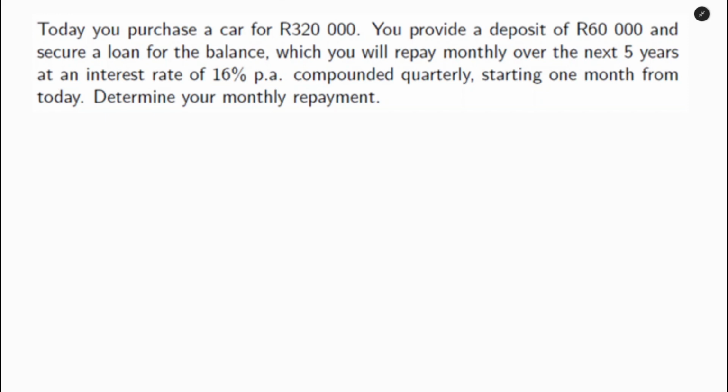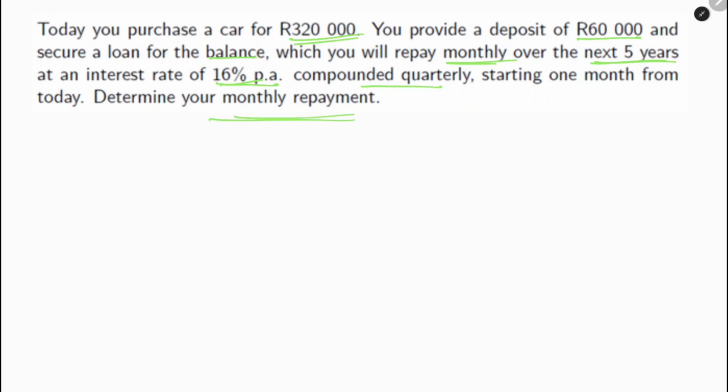Okay, so I've got the question here in front of me. It says, today you purchase a car for 320,000 Rand. You provide a deposit of 60,000 and secure a loan for the balance, which you will repay monthly over 5 years at an interest rate of 16% per annum compounded quarterly. Starting 1 month from now, determine the monthly repayment.